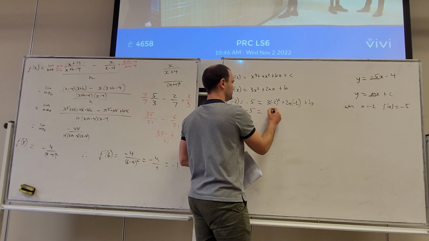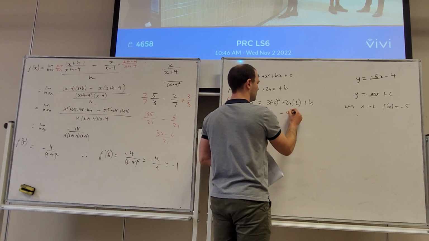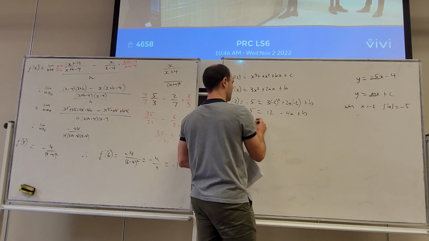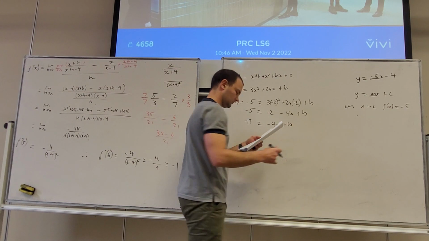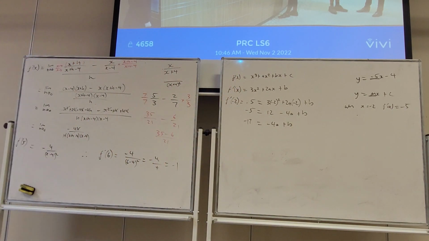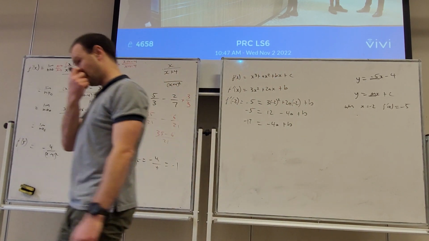Let's process it. 3 times 4, 12. Take 12 from both sides. Alright, so that's how we arrive at that one. We know when x is minus 2, f dash of x is minus 5.